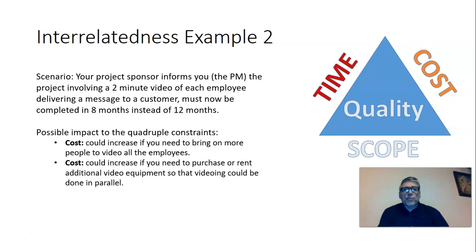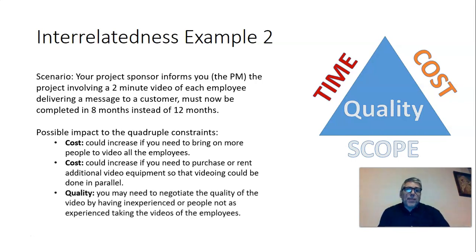Costs could also increase if you need to purchase or rent additional video equipment so that videoing could be done in parallel. So if initially you only had one video camera, you may need to purchase a couple more so that you can get the work done within the 8-month time frame instead of 12 months.